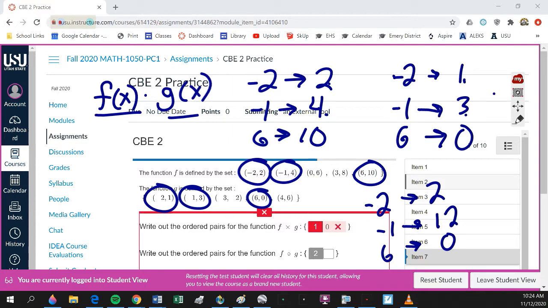Why did I not use the other two numbers? The domains don't match. So if we wanted to do 0, I would do 0 comma what? Well, there's a 0 here, but there's no 0 on the other side. So I don't have anything to multiply it to. There's no number to multiply it with, so there's no answer. So it just gets thrown away because 0 is not part of the function g.